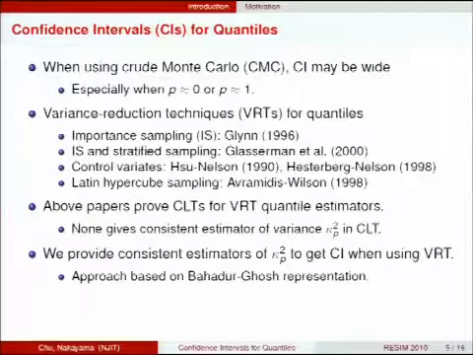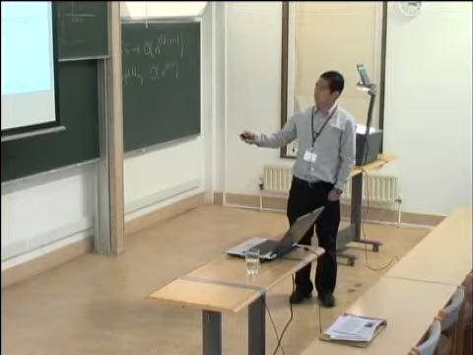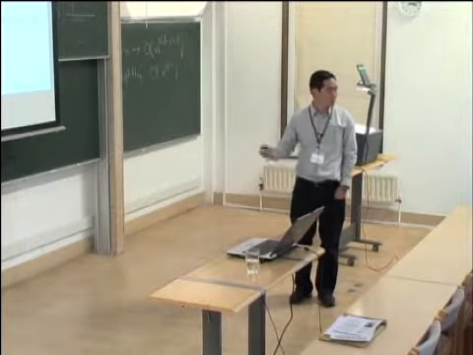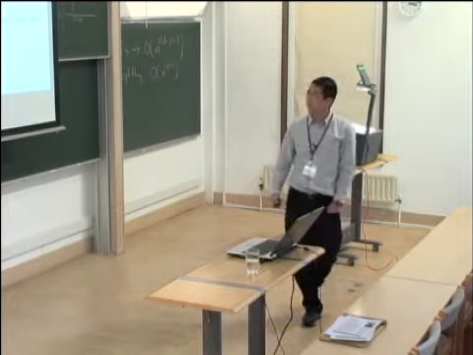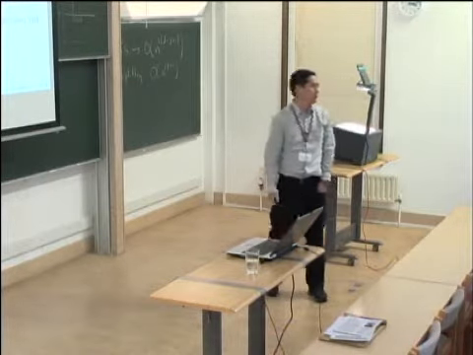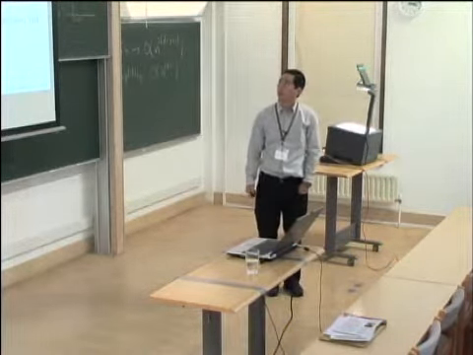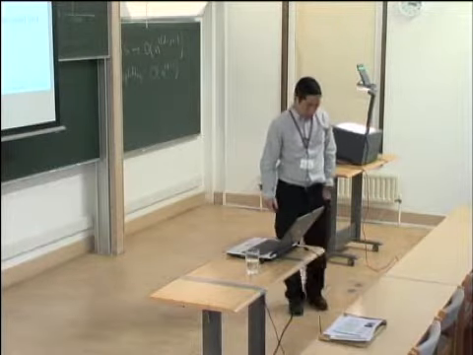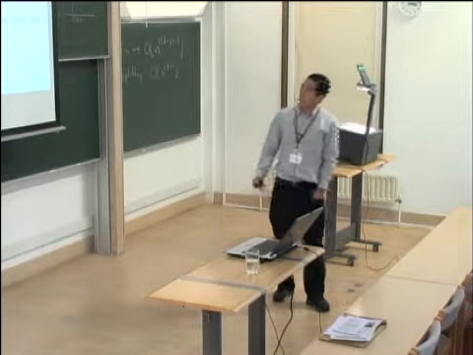Now, as mentioned in the last few talks, in general, crude Monte Carlo might not be very efficient for estimating a quantile. And that's especially the case when we're estimating extreme quantiles. So when p is close to 0 or close to 1, we might have very wide confidence intervals. So there have been a number of different variance reduction techniques that have been proposed for more efficiently estimating quantiles.